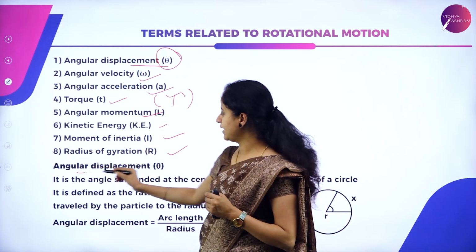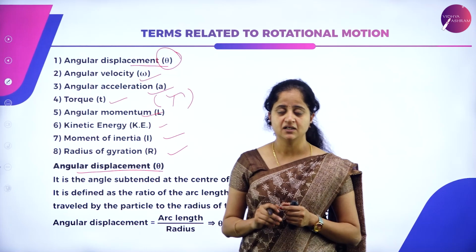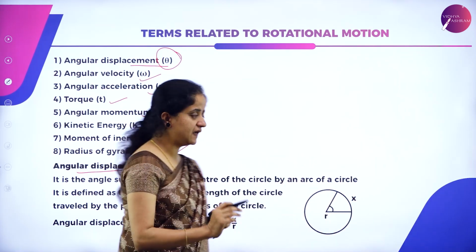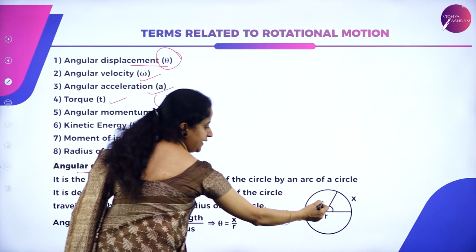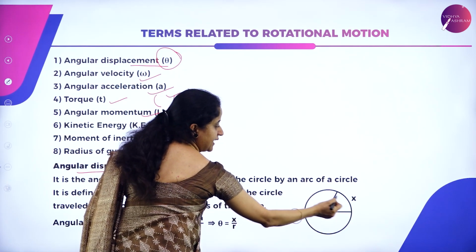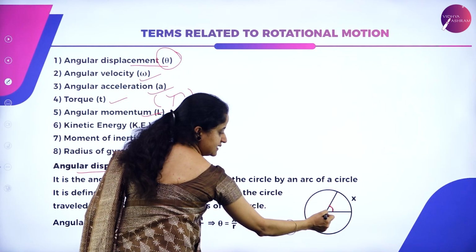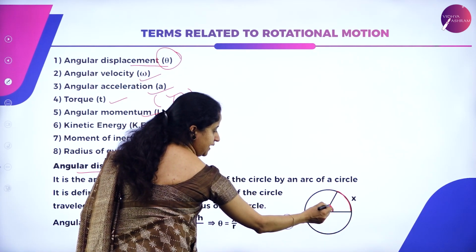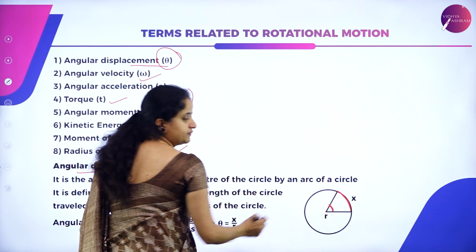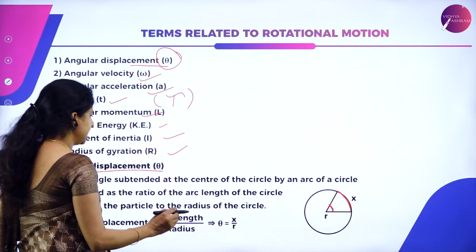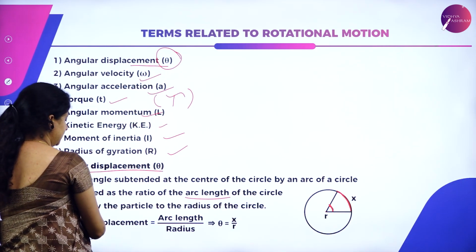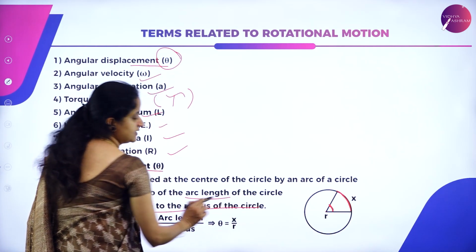So first one we have angular displacement, theta. So what is angular displacement? It is denoted by theta. It is nothing but the angle subtended at the center by an arc of the circle. See, if this is the center, this is the arc. The angle subtended at the center by an arc of the circle. So it is defined as the ratio of arc length of the circle to the radius of the circle.